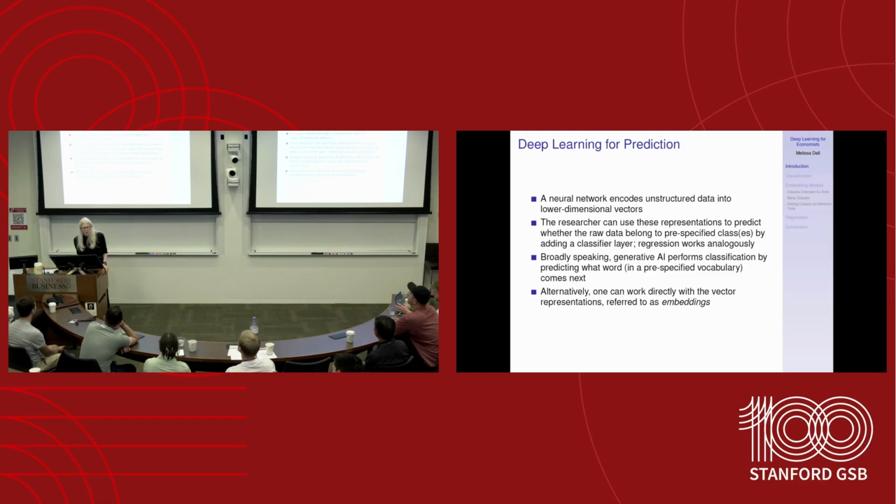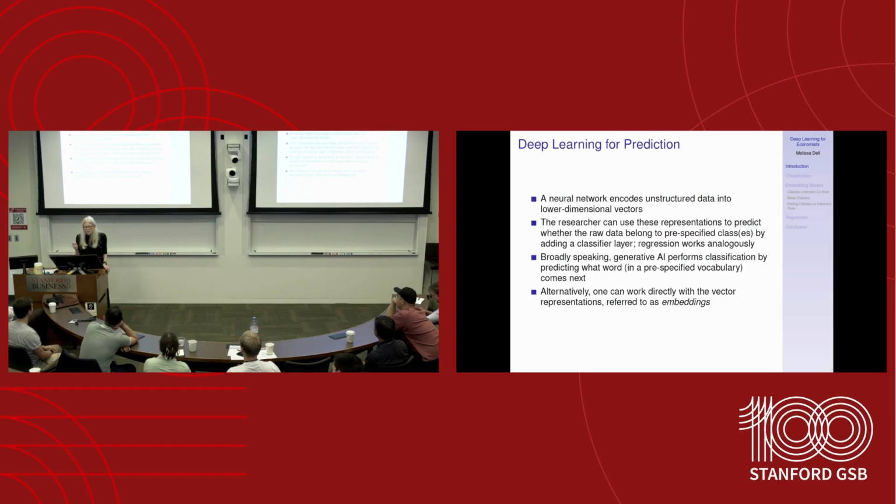And so the basic idea is we have this neural network, and it's going to encode this unstructured data into these low dimensional vector representations, right? They're low dimensional, they're dense, they have a number in every position, they take into account the context. That's what the neural network does.